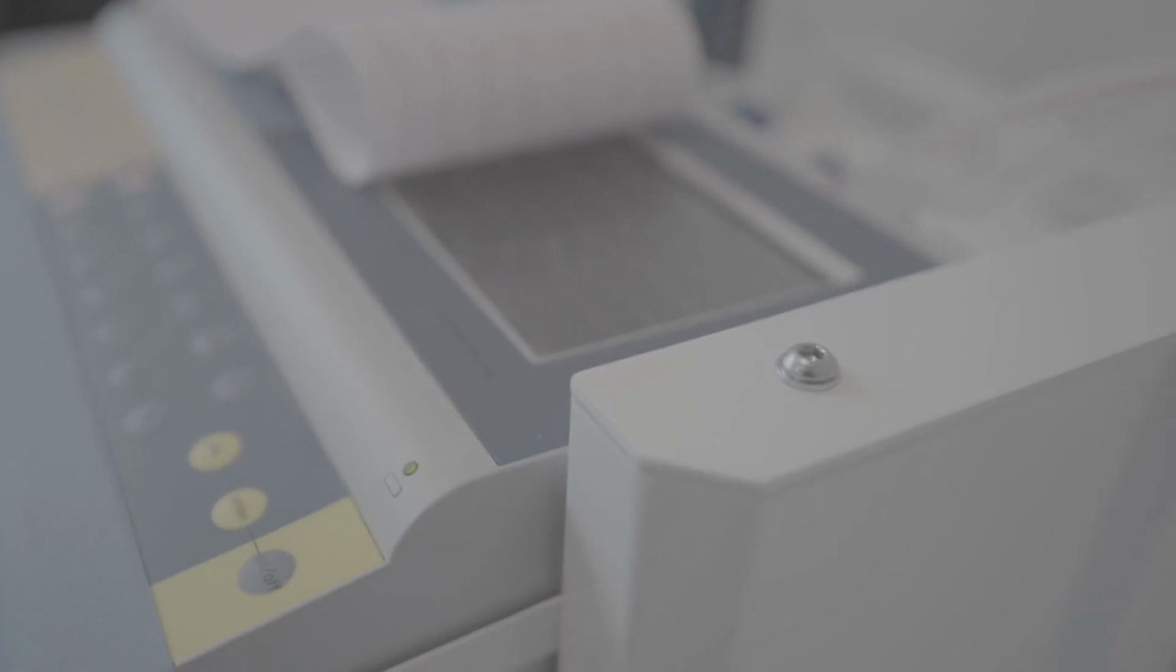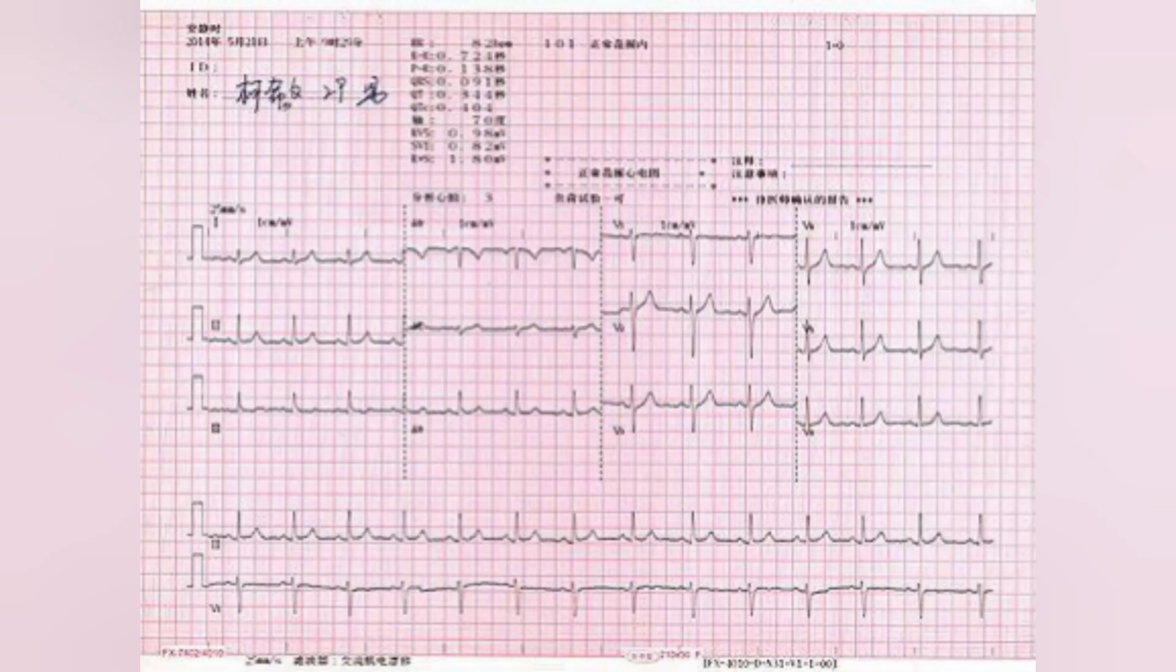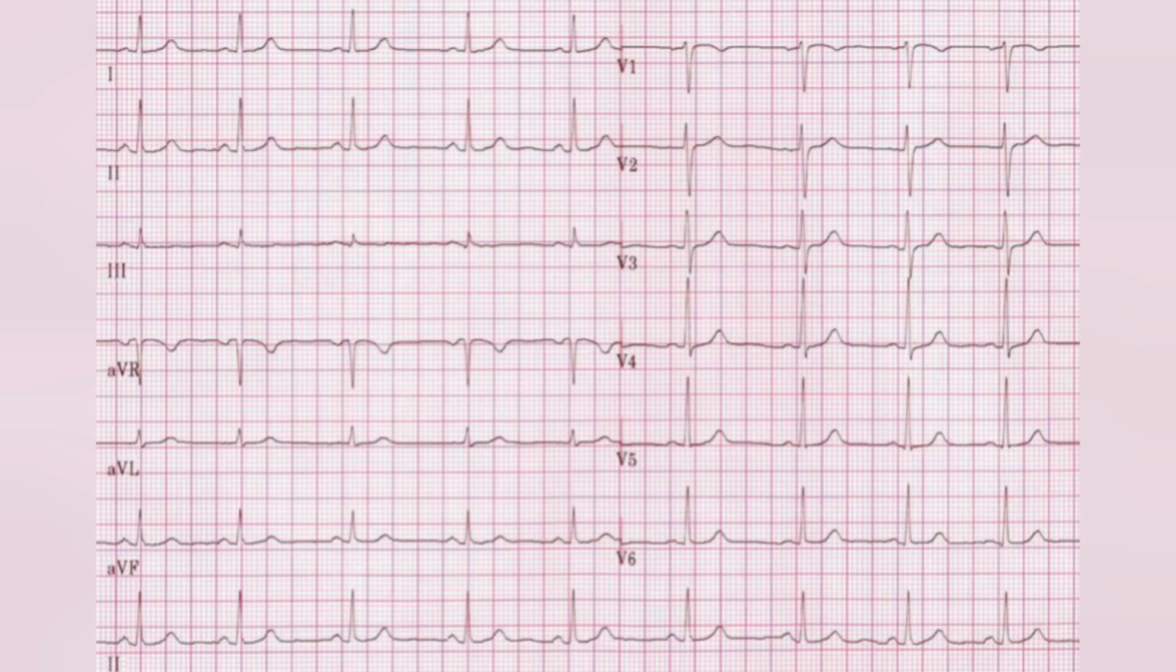After the ECG recording is complete, the machine generates a series of waveforms representing the heart's electrical activity. These waveforms are interpreted by a qualified healthcare professional, such as a cardiologist or trained technician, who analyzes the results for any abnormal patterns or signs of heart conditions.